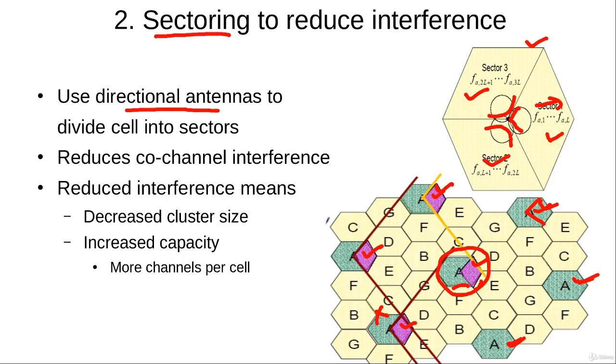So as the number of interfering cells is reduced, the interference to this cell is reduced, and as the interference is reduced, that means that we can decrease the cluster size. And as we decrease the cluster size, the number of frequencies or the number of duplex channels that are available in the cell increase, and as a result the capacity of a cell increases.